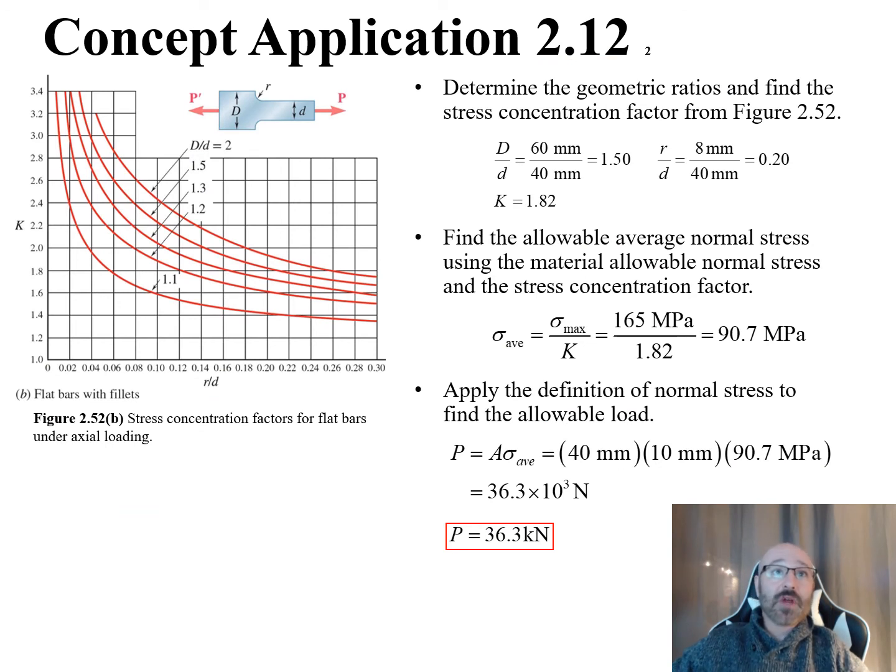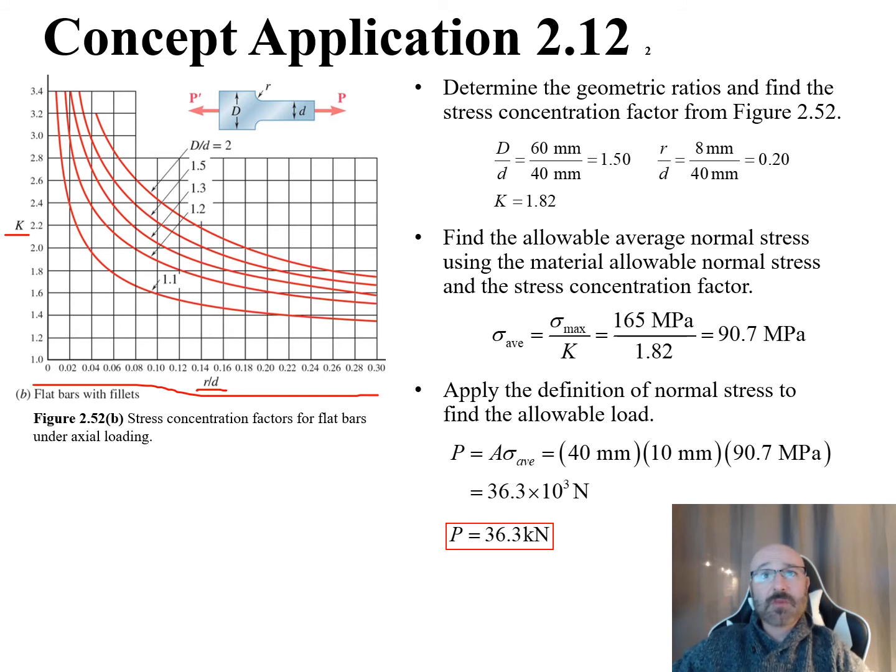So we take a look over here, continue on with our solution, and what we want to do is go back to that graph we looked at earlier, so we can back out our stress concentration value K based off the R over D ratio for our particular sample. So that's what we do there.